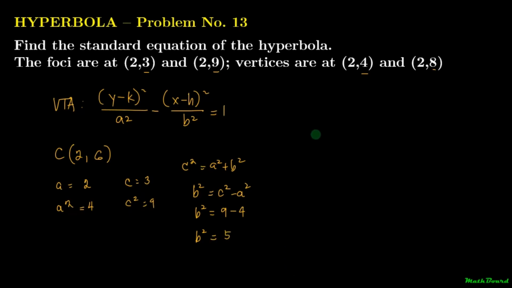Ngayon, makukuha natin yung equation natin. So, ang ating h ay 2. Ito ang ating k, yung 6. So, y minus 6 squared divided by a squared, which is 4, minus x minus 2 squared divided by b squared, which is 5, equals 1. So, yan na yung ating equation.